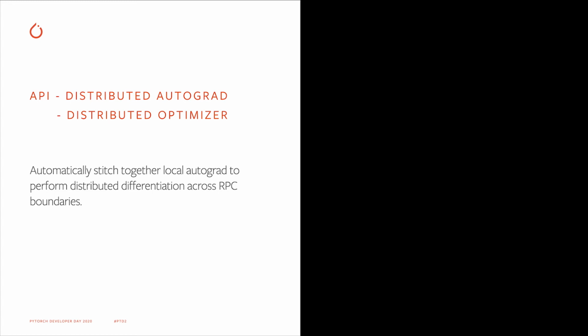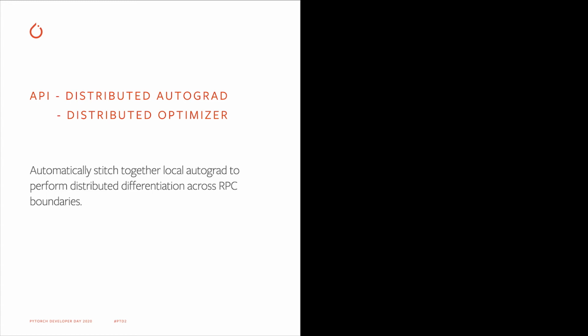Another important component in PyTorch is the AutoGrad system, which powers the backward pass. The RPC framework extends the local AutoGrad engine to work in a distributed environment, and it also provides a distributed optimizer to update all parameters involved in the application.